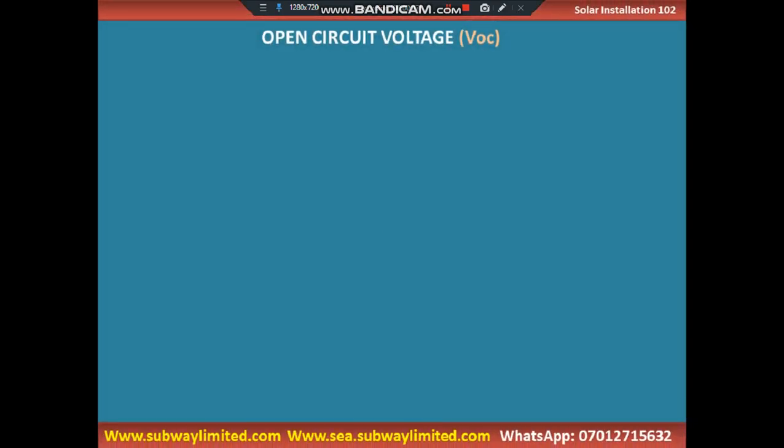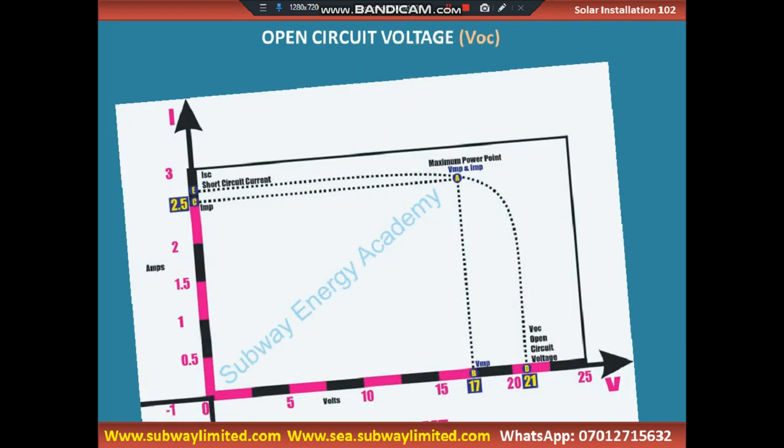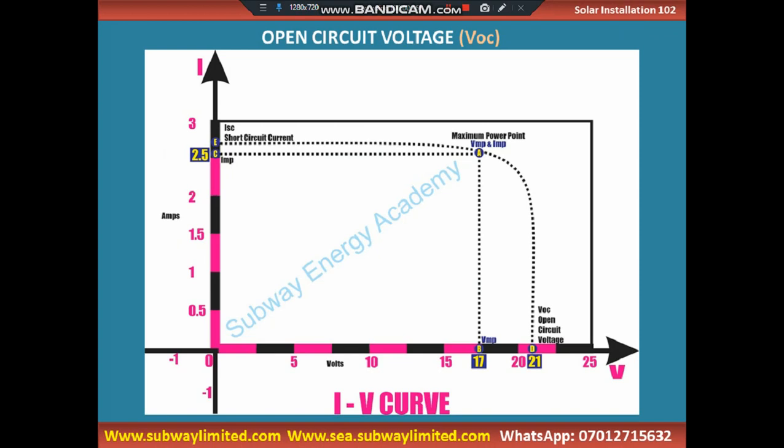Let's consider another point on the IV curve of a solar panel. This is open circuit voltage. Before now, we talked about maximum power points, whereby we talked about that is point A, the voltage at maximum power, and the current at maximum power.